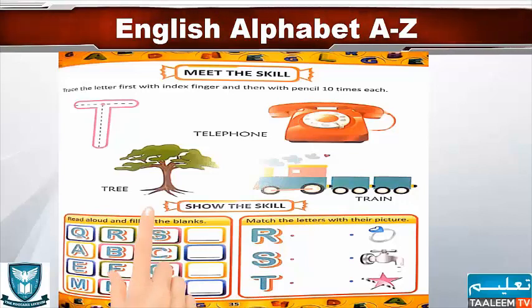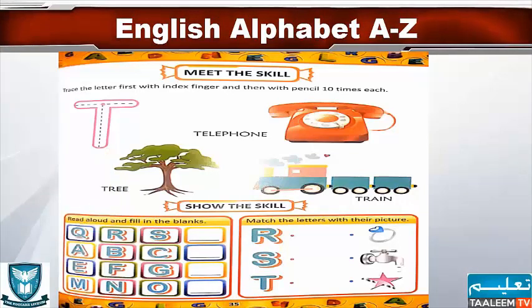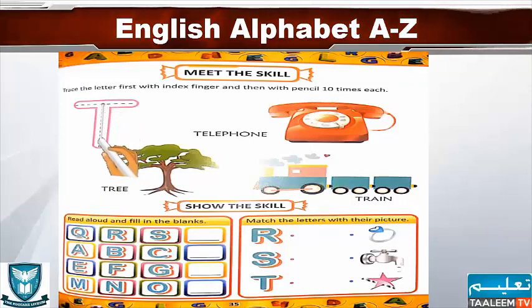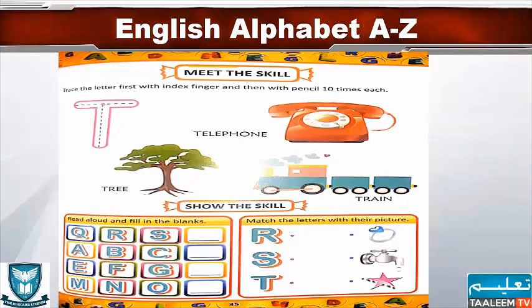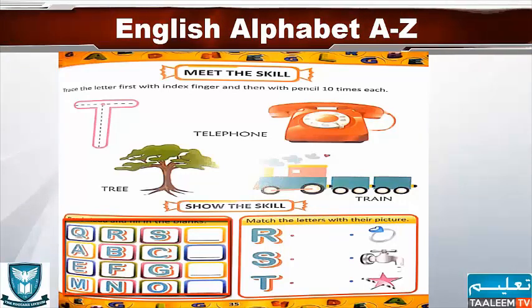After that, you can use your pencil to write the letter T 10 times. Good. Now move on to the next block on page number 35 of your book. The first block is carrying different letters. You can read loudly these letters one by one. In any letter you can write in the blank.